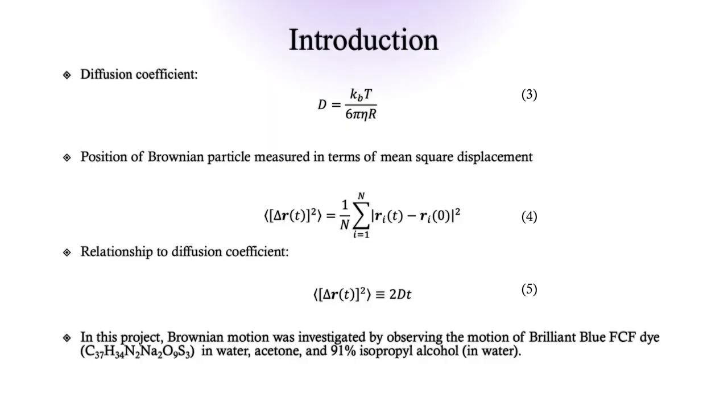The prediction of the modern theory of Brownian motion is the diffusion coefficient given in equation 3. In this equation, k sub B is the Boltzmann constant, T is the temperature, eta is the dynamic viscosity, and r is the radius of the particle.